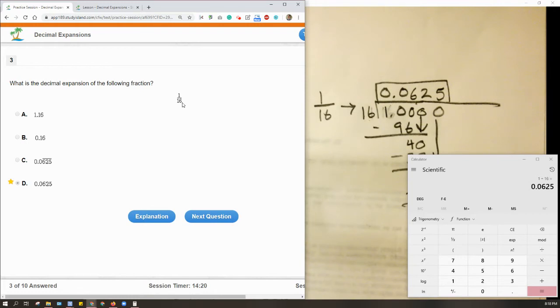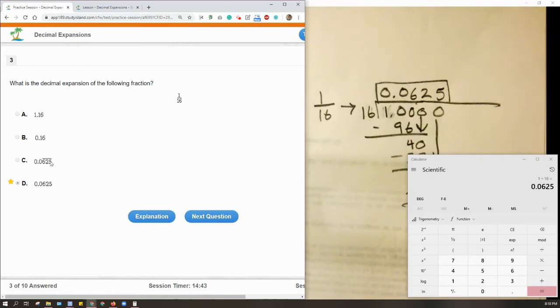Why? Because the denominator only has factors of 2. And if the denominator of the fraction has factors that are only 2s or 5s, some combination of 2s and 5s, then it's going to be a terminating decimal. And I know 16 only has factors of 2. It's 2 times 2 times 2 times 2 is 16. So because of that, I know that it's going to be a terminating decimal.